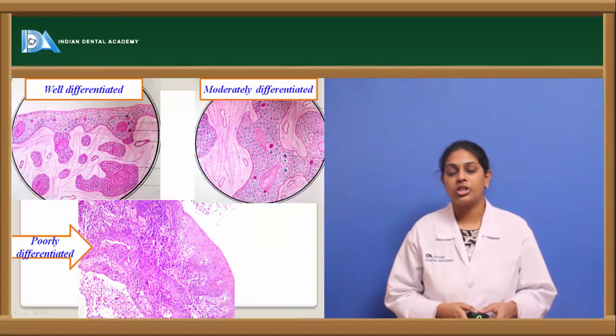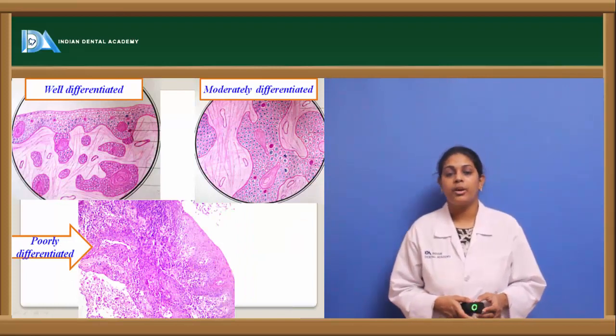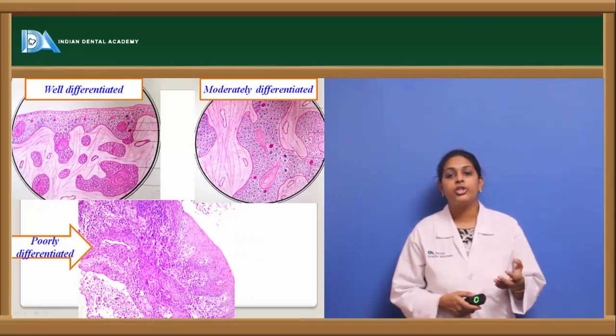Coming to the histopathological features, usually squamous cell carcinoma is classified based on the degree of differentiation of the anaplastic cells and also the presence of certain other features of typical minimal atypical features.